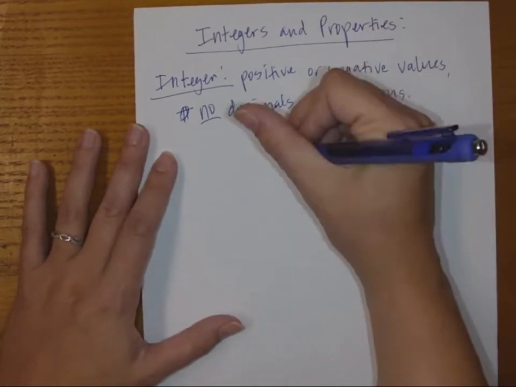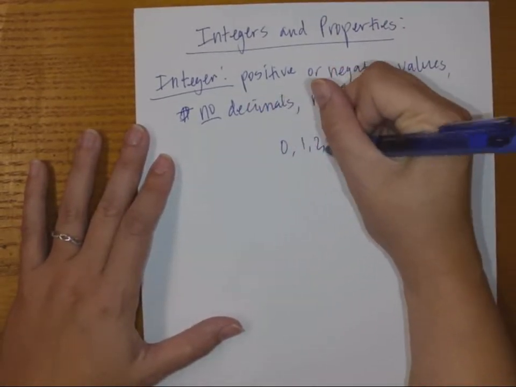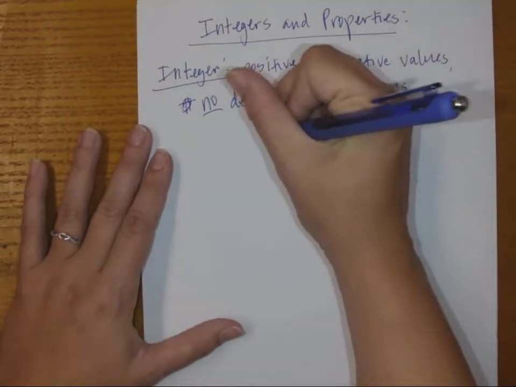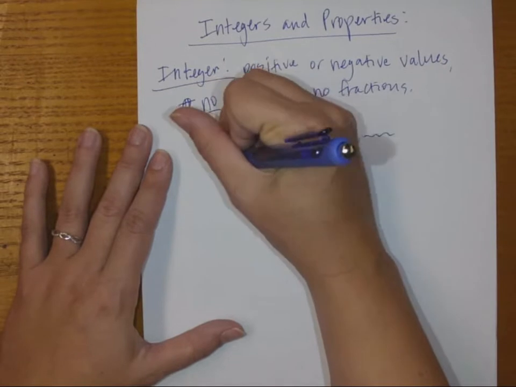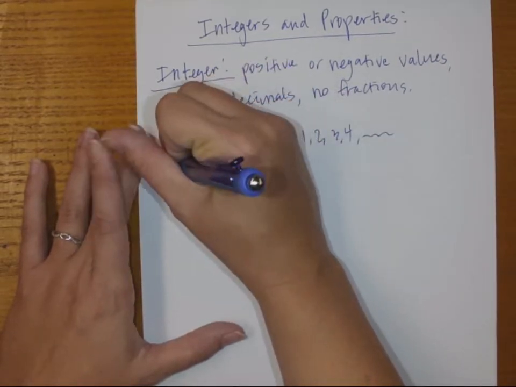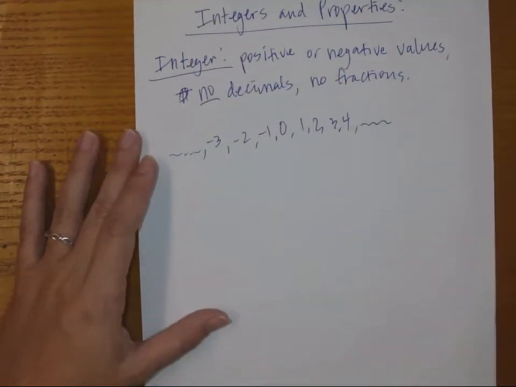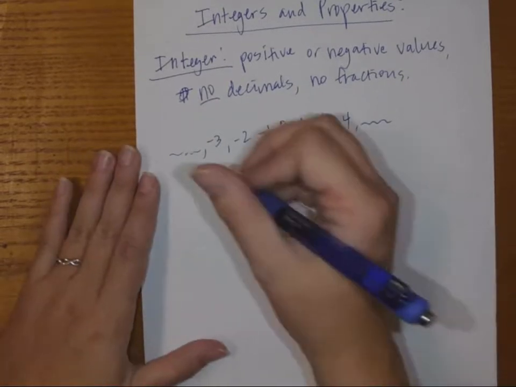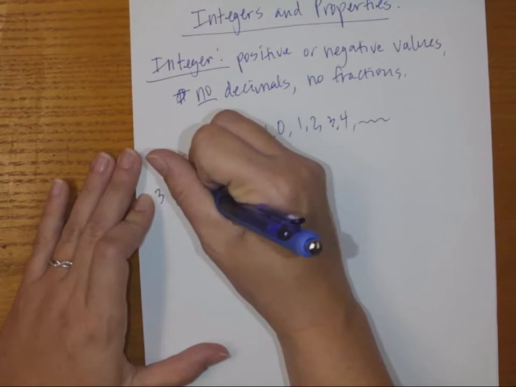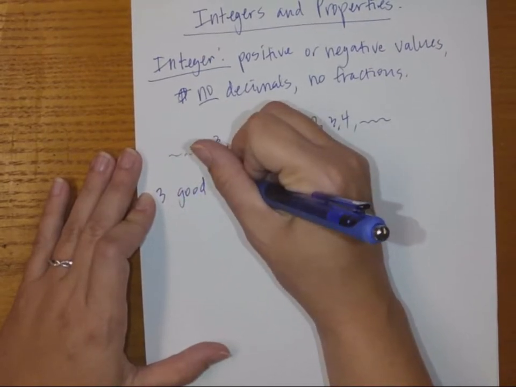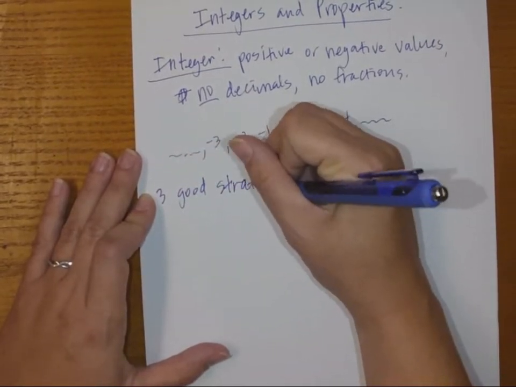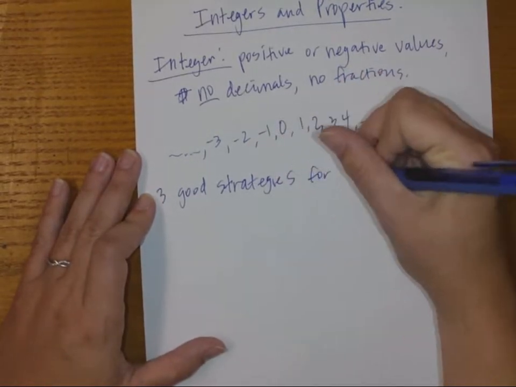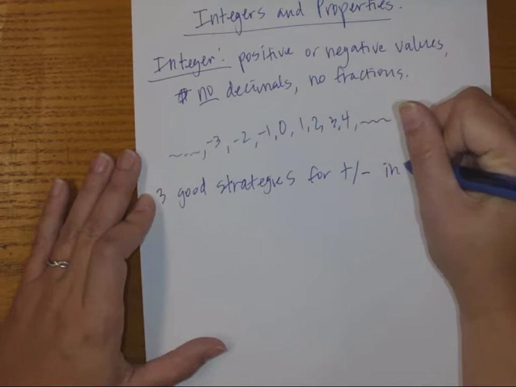So integers on a number line would be like 0, 1, 2, 3, 4, so on and so forth. But we can also go the other way, -1, -2, -3, so on and so forth forever. Okay, so in this lesson we're going to talk about adding and subtracting integers. There are 3 good strategies for adding and subtracting integers. They kind of work with different parts of the brain.